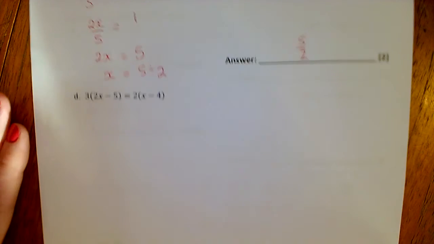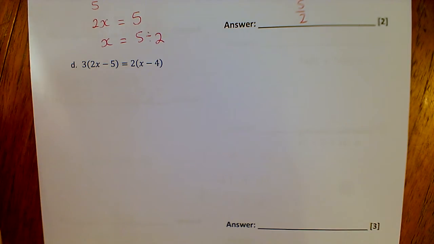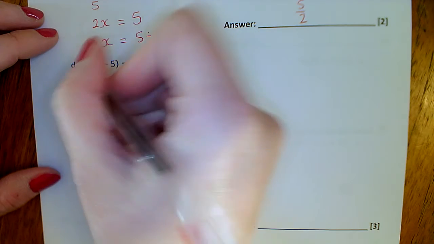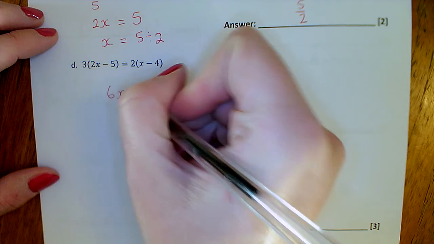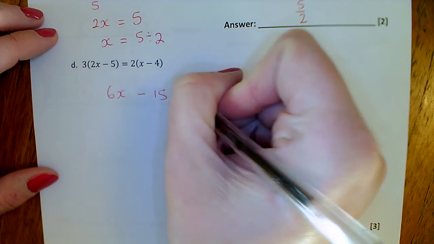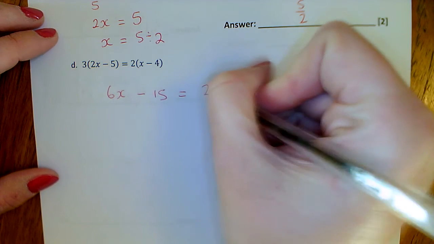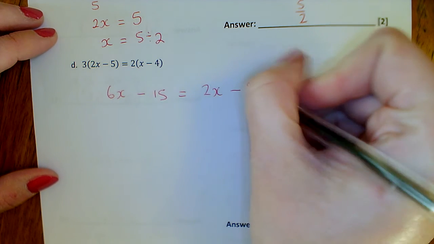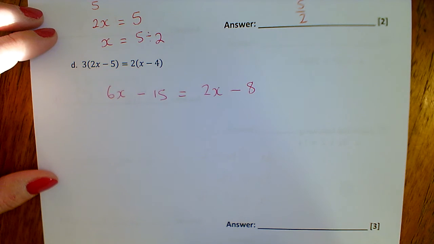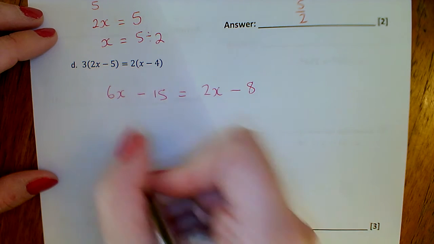Okay, next one then, where we've got the brackets on both sides, we're going to have to multiply out the brackets. So we get 6x minus 15 equals 2x minus 8.